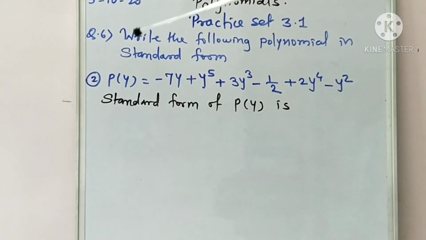Sixth example is write the following polynomial in standard form. So here we try to solve the second one, the given polynomial with variable y, so we name it as p of y, and here are the terms: minus 7y plus y raised to 5 plus 3y cube minus 1 upon 2 plus 2y raised to 4 minus y square. So standard form means what?